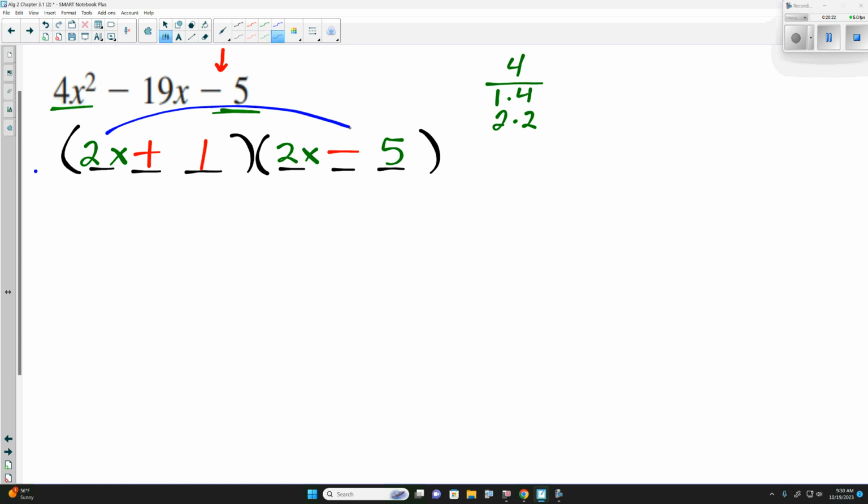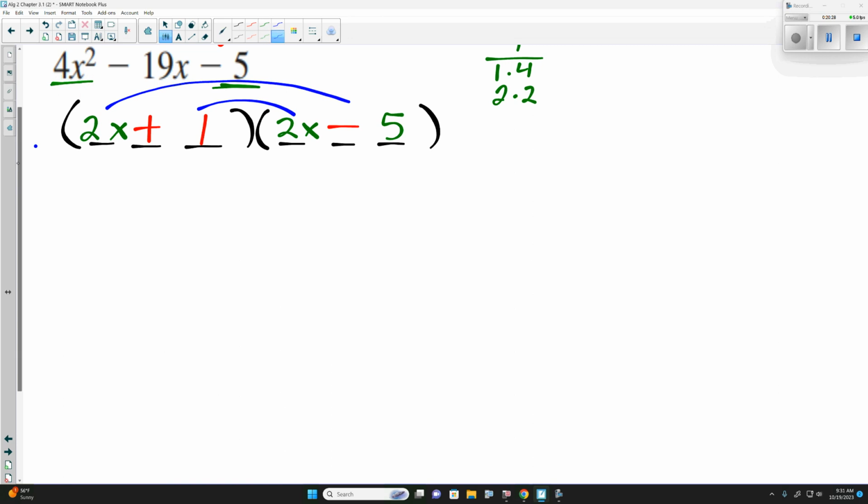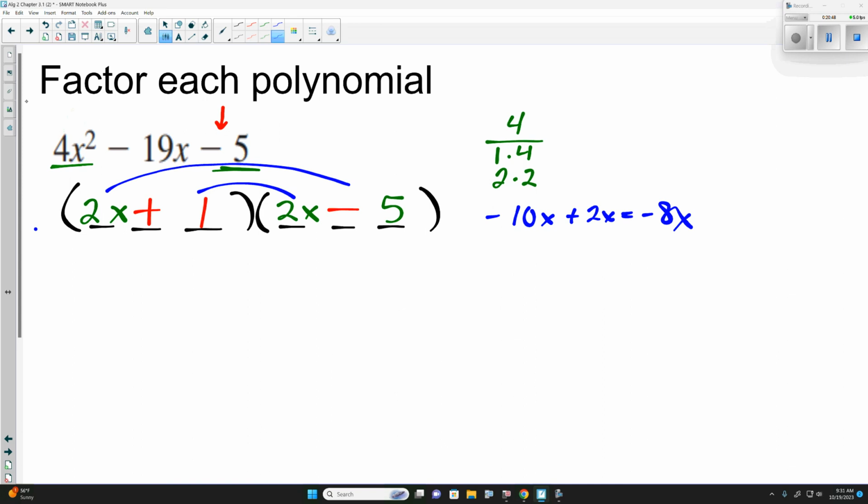And the last thing we're going to do is check. 2x times -5 is -10x. 1 times 2x is plus 2x, giving us -8x. Would switching the 1 and 5 do anything? Because the first ones are both 2 and 2, it doesn't change anything. Which means 2 and 2 is out. I cross it out because every set of possible options we have with the third term, 1 and 5, has been used. There's no other way we can arrange it with 2 and 2, so it's gone.